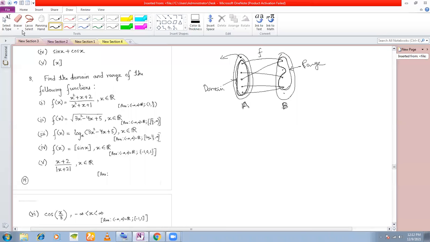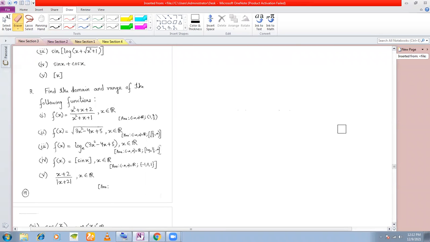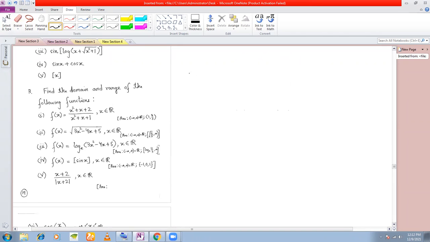So domain means all the acceptable values of x, and range means all the acceptable values of y, so that it becomes a function. So with this idea, let's start with the next set of questions. First question is, find the domain and range of the following functions. So given here, f(x) is equal to (x square plus x plus 2) divided by (x square plus x plus 1), where x belongs to set of real numbers.